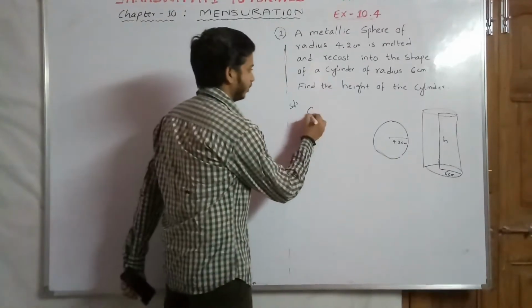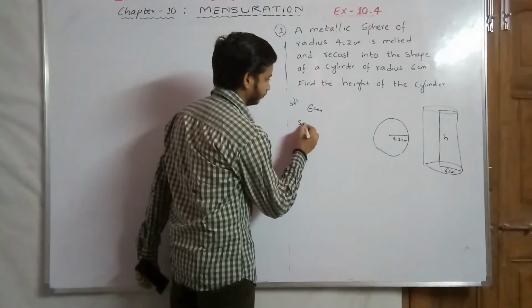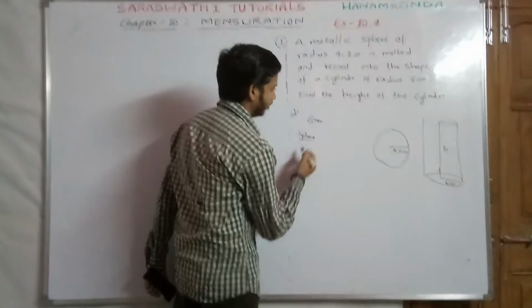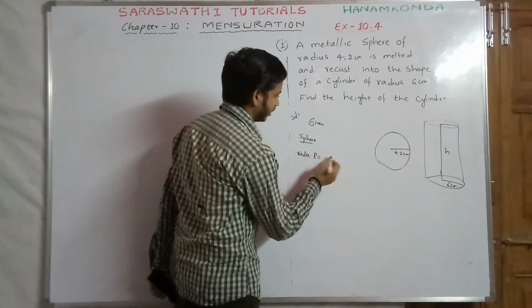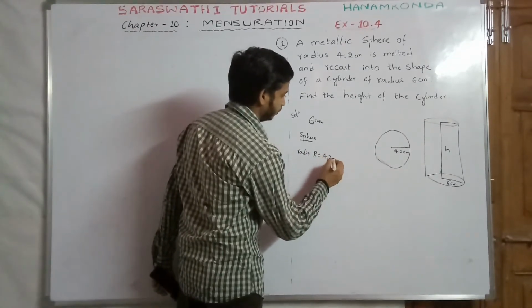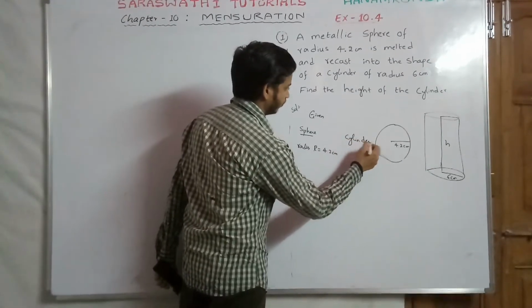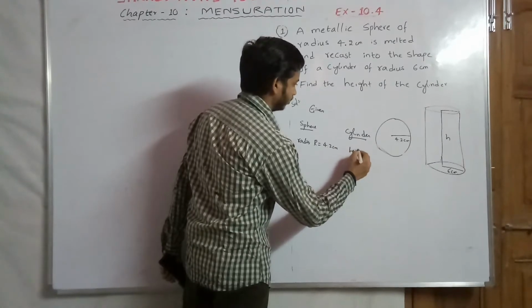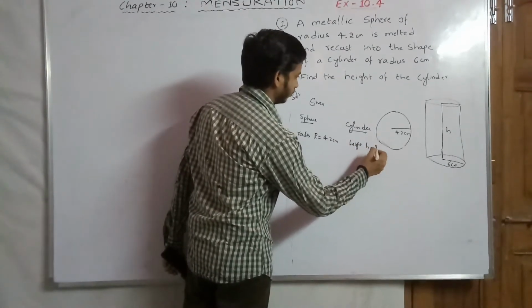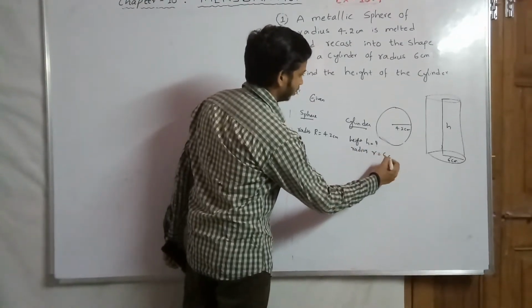So first write the given data. The dimensions of the sphere: radius, take it as capital R, equal to 4.2 centimeters. And the dimensions of the cylinder: height h is unknown, and the radius, small r, equals 6 centimeters.